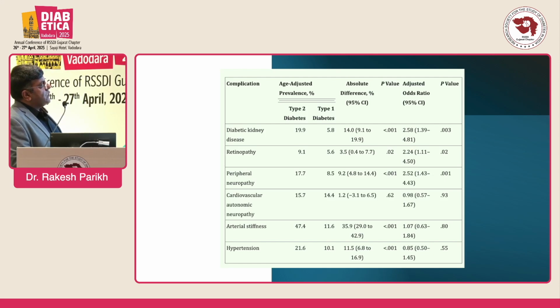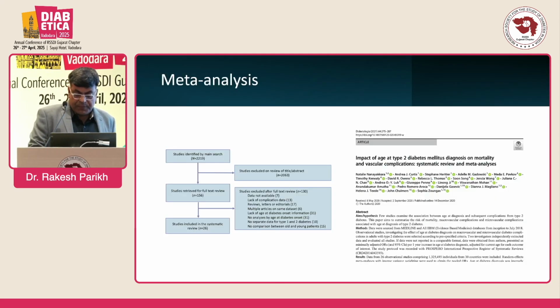Type 2, type 1. DKD 19.9, 5.8. Retinopathy 9.1, 5.6. Peripheral neuropathy 17.7, 8.5. Cardiovascular autonomic neuropathy, there is not much difference, 15 and 14. Arterial stiffness 47, 11. Hypertension 21, 10. So at the same age, someone who is having type 1 diabetes or type 2 diabetes, a type 2 patient has got multifold risk of all these complications except the cardiac autonomic neuropathy.